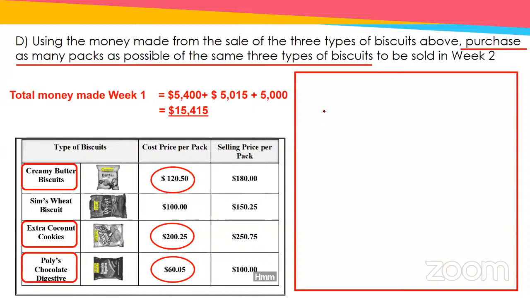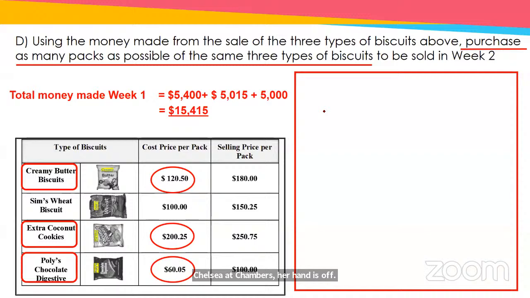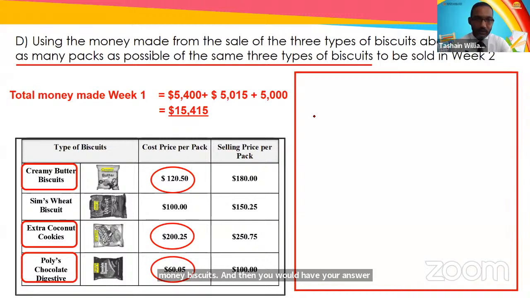Let's go to Chelsea. Chelsea Chambers, her hand is up. All right, let's go, Chelsea. Sir, you can divide. Sir, you can take off some of the biscuits you would sell for the extra coconut to the poly biscuit, sir. Then you divide all of the money to biscuits, and then you would have your answer. All right. That's what you did.